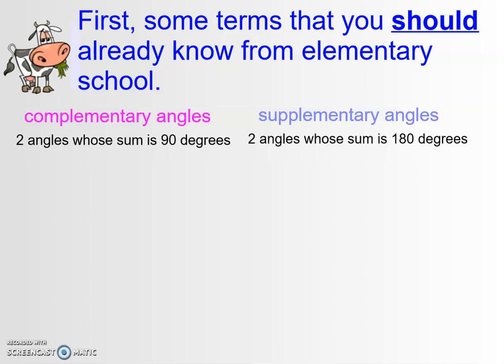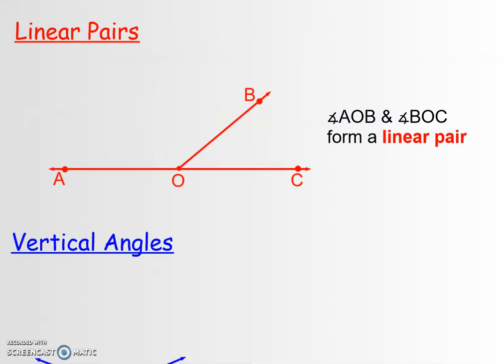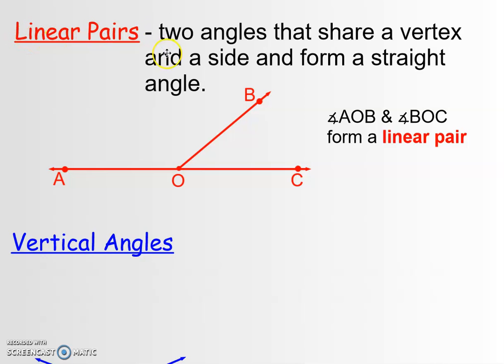But here are some new terms for you, some pairs of angles that are really special to us. So the first is a linear pair. And if you use your English skills, linear, you see the root word here is line. Linear pairs are two angles that share a vertex and a side, and they form a straight angle.